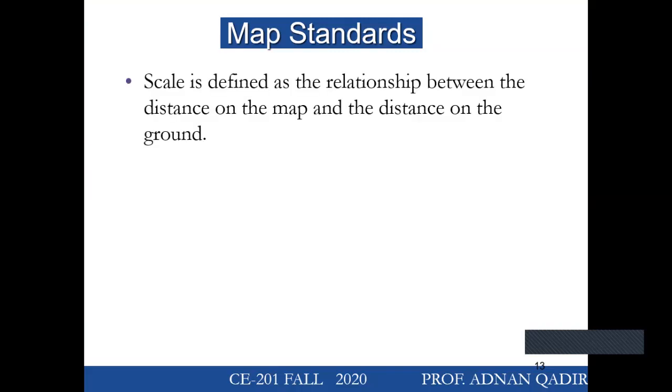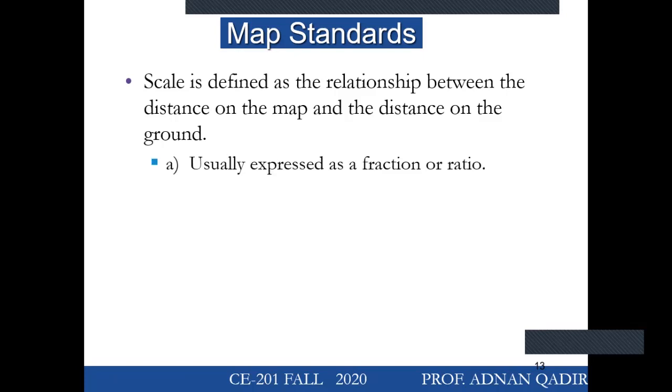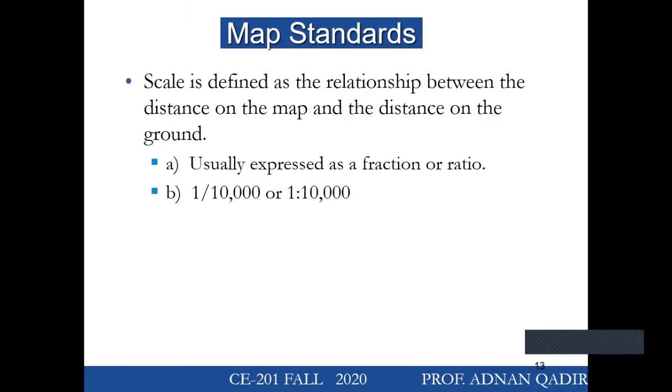Obviously, when we say map, it is drawn at a scale, and the scale is defined as the relationship between the distance on the map and the distance on the ground. It is usually expressed as a fraction or a ratio. Normally, 1 is to 10,000. What I mean by 1 to 10,000 is that 1 unit on paper represents 10,000 units on the ground.